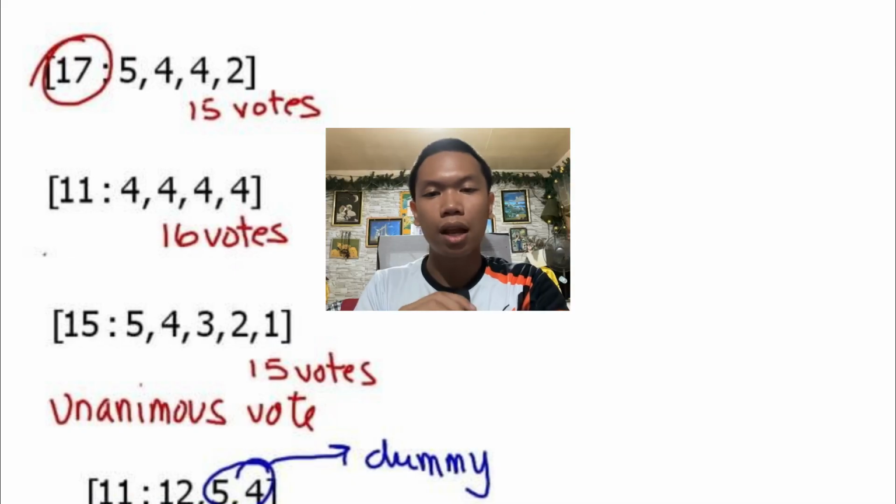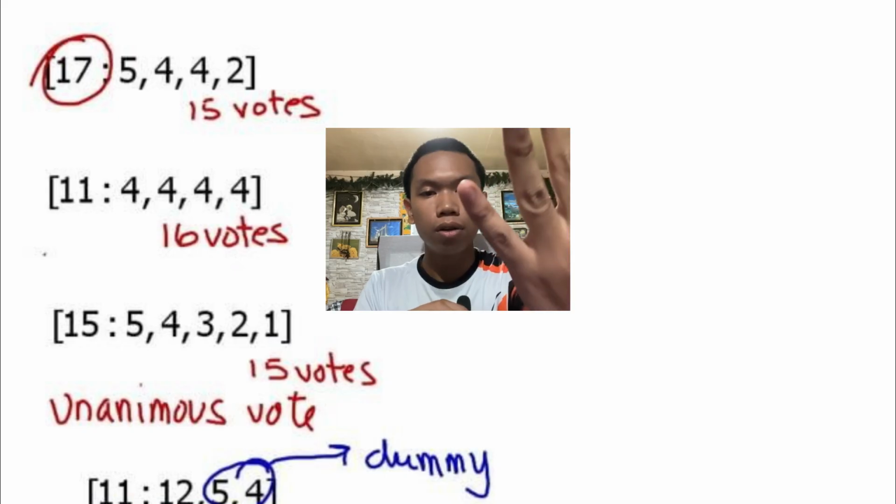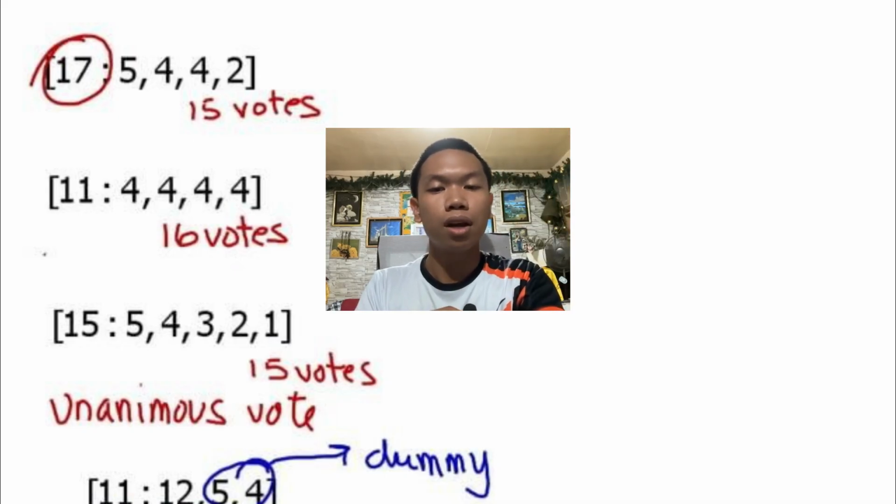Another example is 11, 4, 4, 4, 4. The total votes are 16, and the quota is only 11. So at least 3 players must work together to reach the quota.